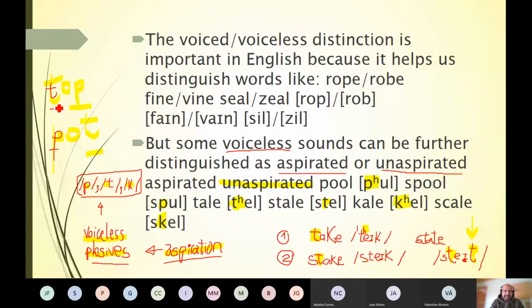Now the same voiceless plosives p, t, and k, if we put them in middle position or in final position, are unaspirated, meaning that they are not produced with this puff of air. For example, we have the word take here, take, and the initial t is aspirated in initial position. K in final position is not. Okay.